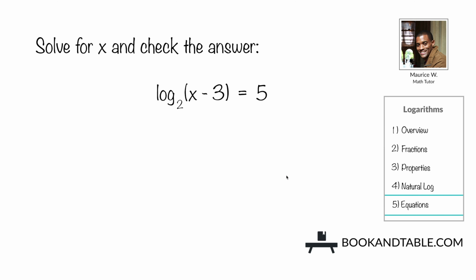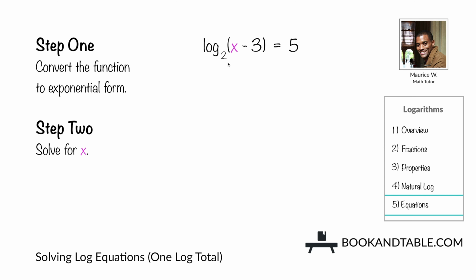So let's walk through an example together. Let's say you're asked to solve for x and check the answer. And we have log base 2 of x minus 3 is equal to 5. How would we go about solving for x here? Step 1, convert the function to exponential form. So we have our base 2, raise it to a power of 5, and set that equal to the argument x minus 3. And now we can solve for x.